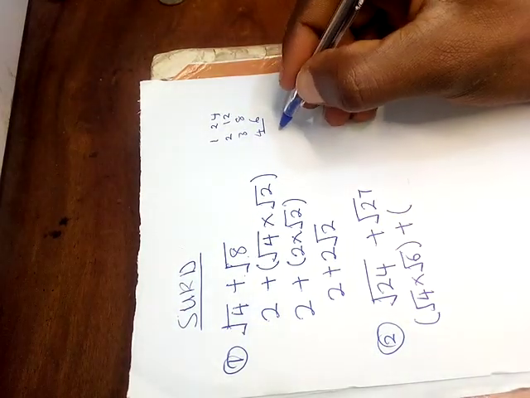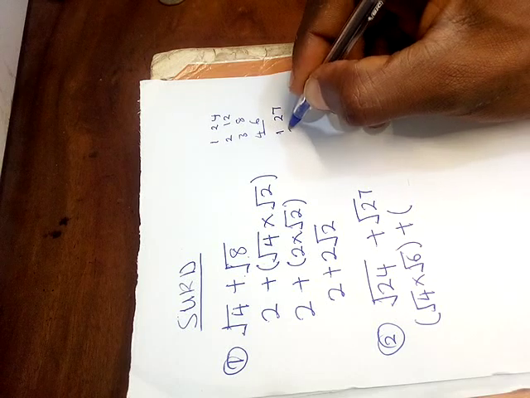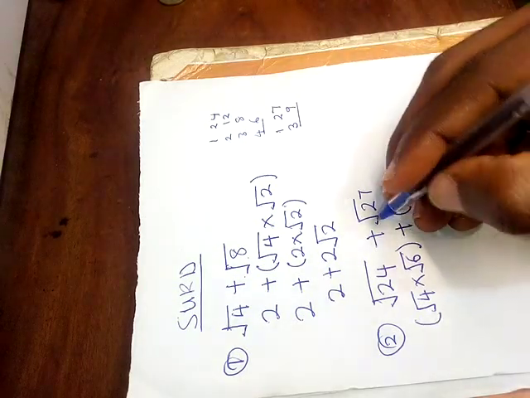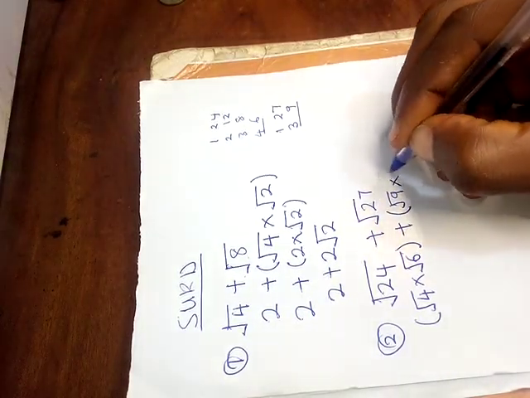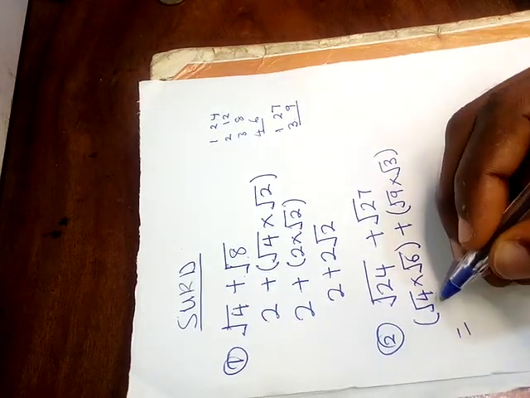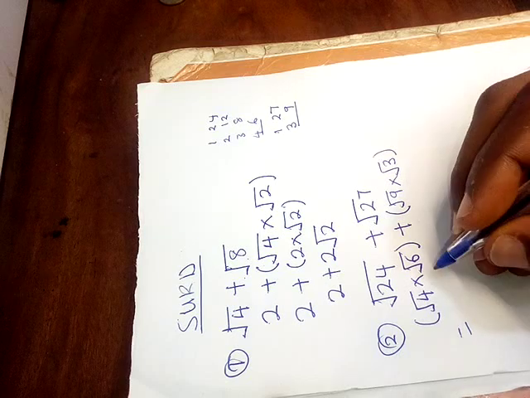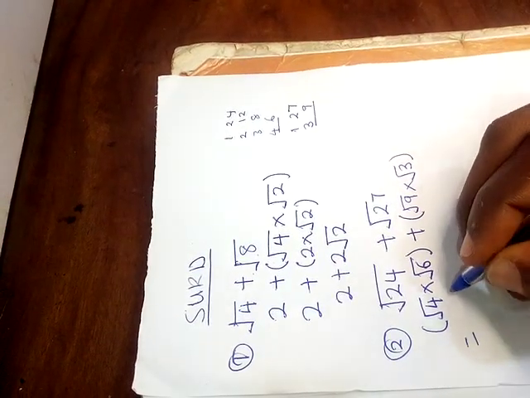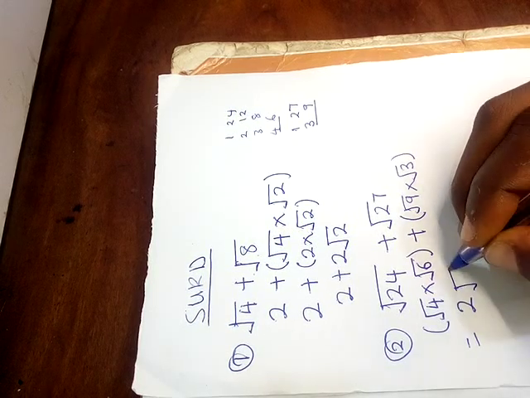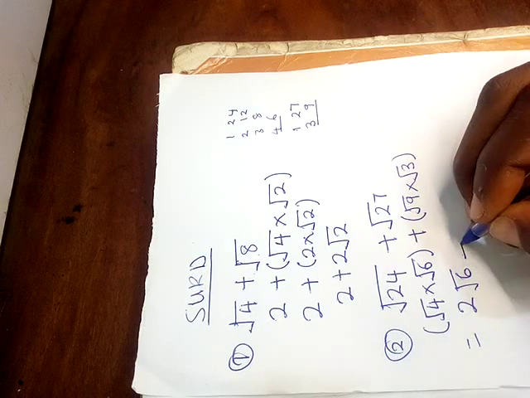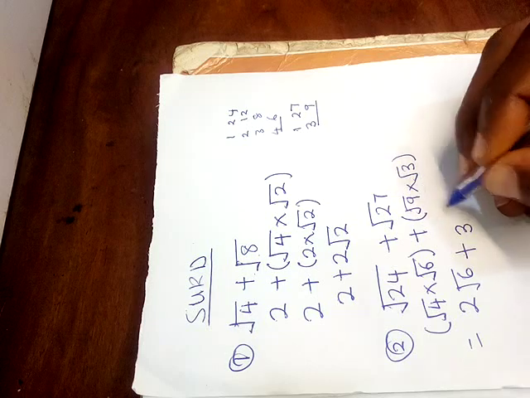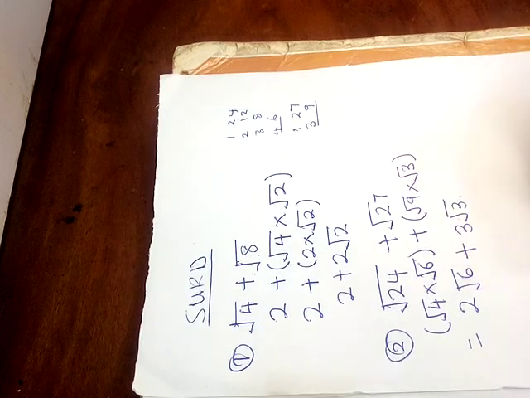Then let's pick 27, which is 1 and 27, 3 and 9. And this pair has the highest perfect square. So we have square root of 9 times square root of 3. Now let's simplify. Square root of 4 is going to give us 2 times square root of 6, which is still square root of 6, since we do not use calculator. Plus here, square root of 9 is 3, multiplying root of 3.